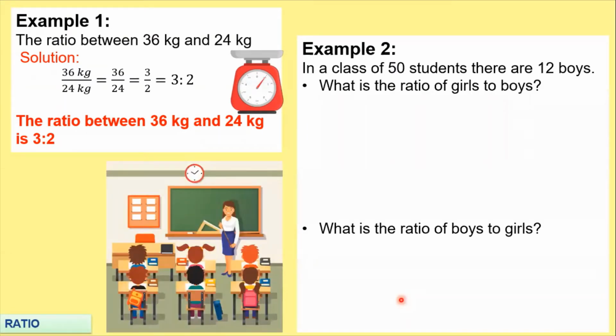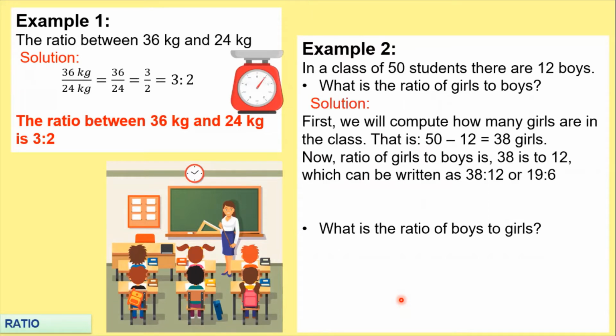Example number 2. In a class of 50 students, there are 12 boys. What is the ratio of girls to boys? What is the ratio of boys to girls? Now for the solution, first we will compute how many girls are in the class. That is 50, the total number of students in the class, minus 12, which gives us a value of 38, so there are 38 girls in the class.